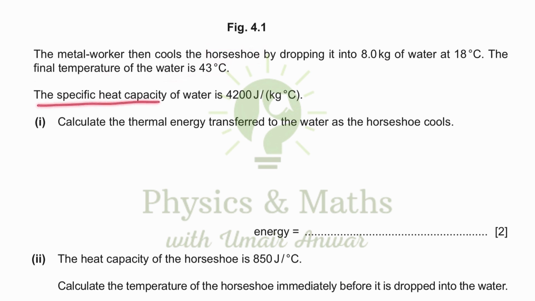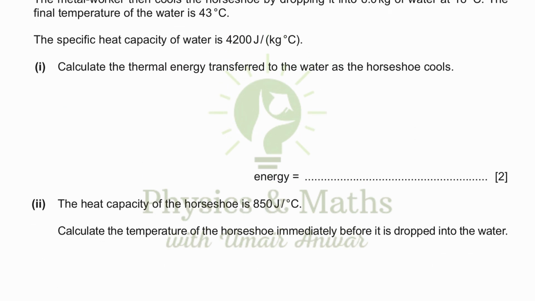The specific heat capacity of water. The specific heat capacity is the amount of energy which is required to raise 1 kilogram of a substance. So it is for water 4200 joules per kilogram per degree centigrade. Calculate the thermal energy transferred to the water as the horseshoe cools and loses its energy to the water.